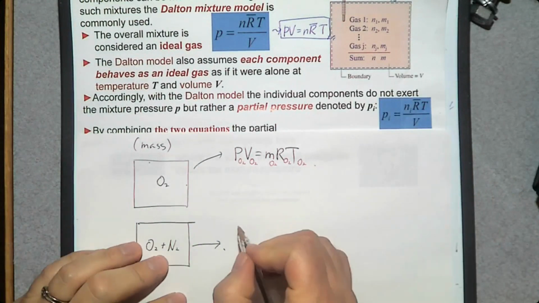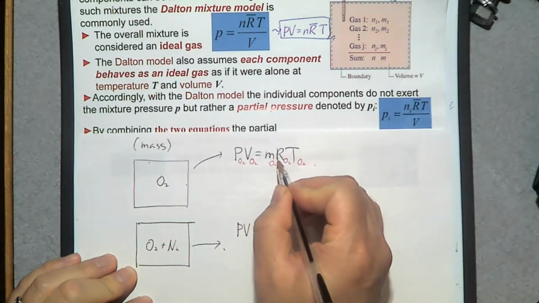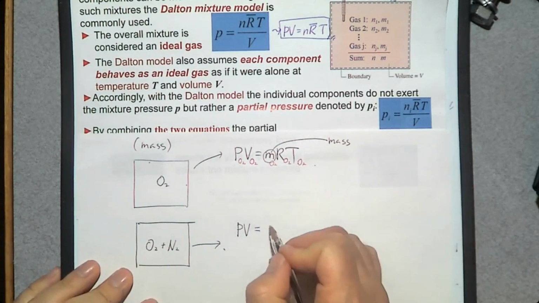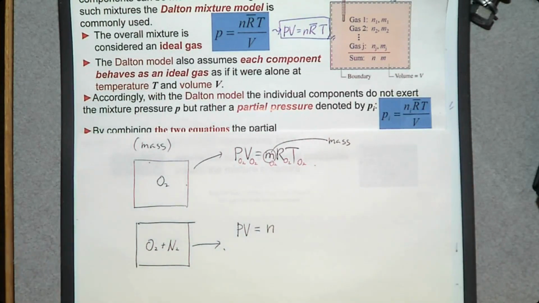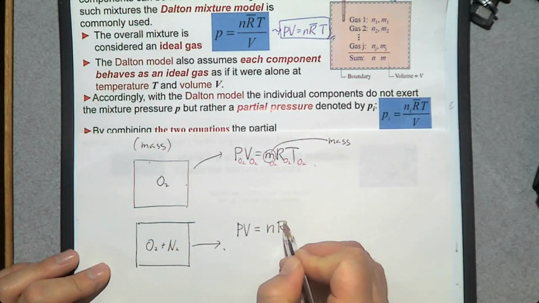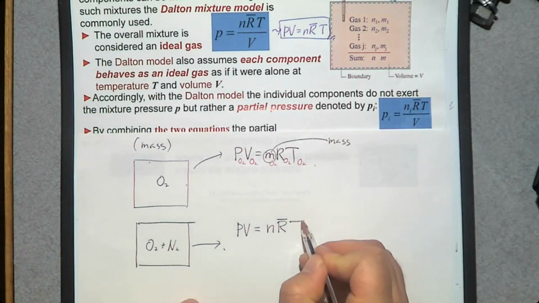So what is that equation? PV is not mR anymore; that one is the mass basis. If you have a mixture, it's going to be N, the number of moles, times the universal gas constant R bar. So there is no R of oxygen, no R of nitrogen, just one R bar. That's enough for this molar basis, times temperature.